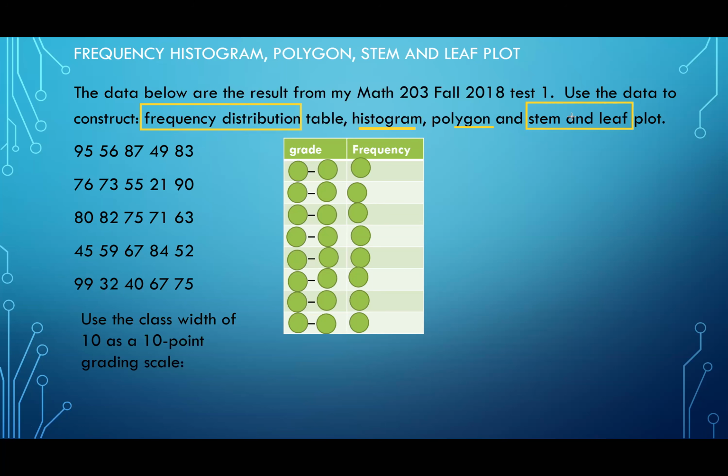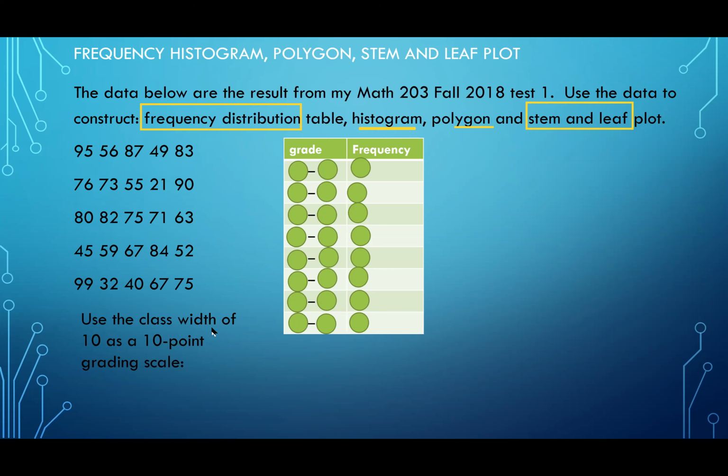So let's take a look at this thing here. So what data are they giving us? The data below is the result of my Math 203 Fall 2018 Test 1. So using the table, construct the frequency distribution table, histogram, polygram, and stem and leaf plot. And now, what do they tell us? They tell us to use the class width of 10. So again, this one here is a little bit easier because they tell us how big the class width is. The previous one, they did not tell us how big the class width is, so we had to find the raw class width.